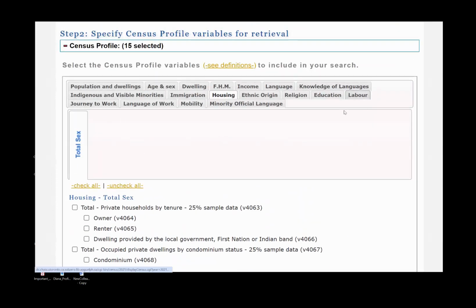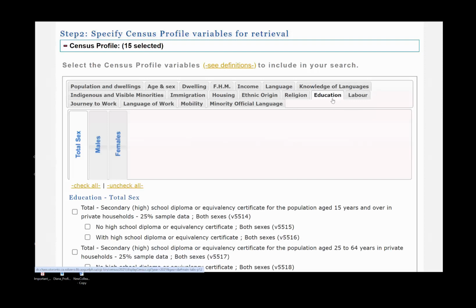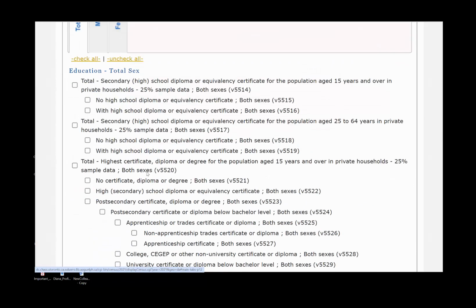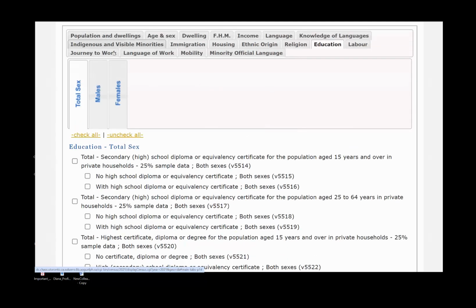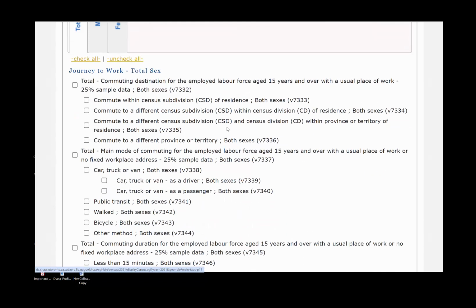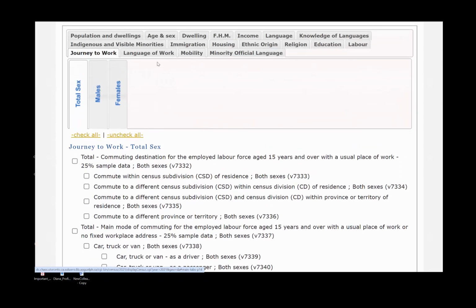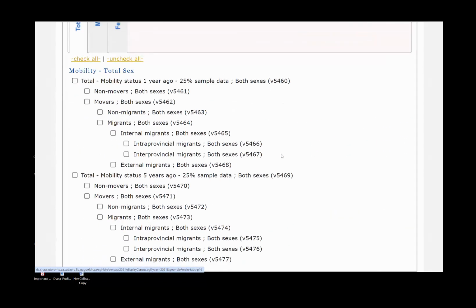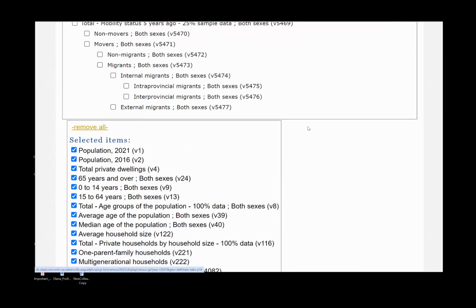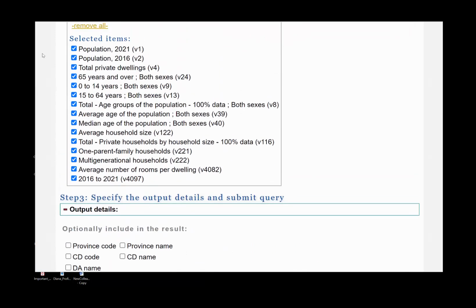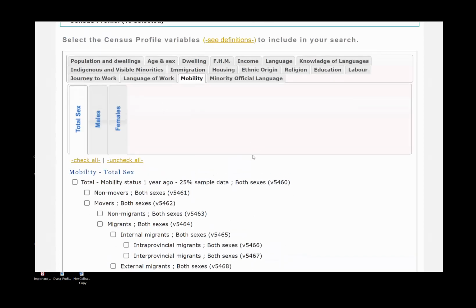Other information you might be interested in could be education. What is the highest certificate, diploma, or degree for the population? Or even journey to work. How long does it take the residents on average to commute to work? Mobility, how many of them just moved last year or in the last 5 years into the neighborhood? Now, once you have checked the variables of interest to you, take a look at employment.